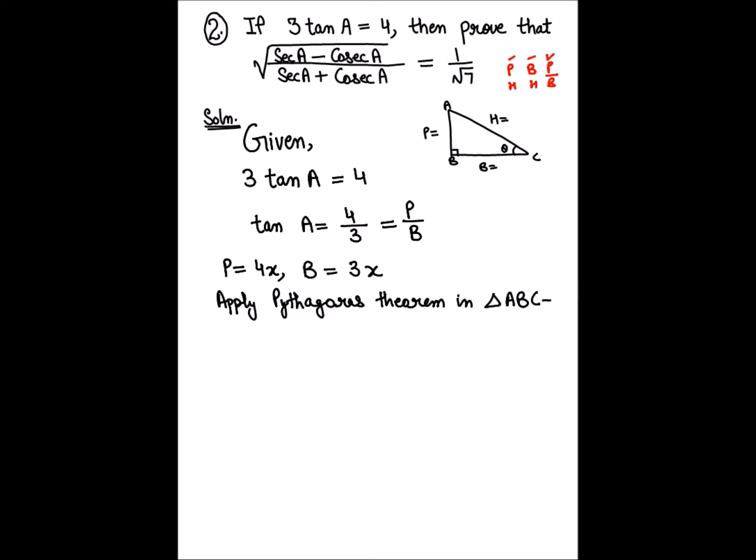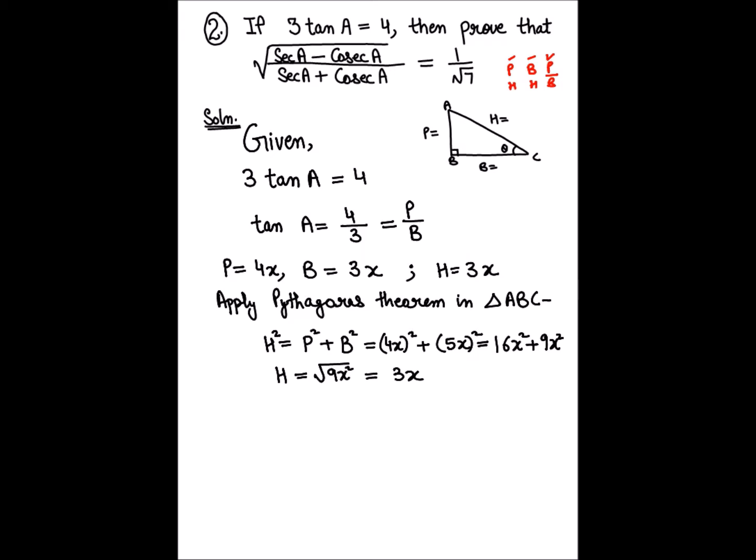So why have we taken x here? The reason for that is we are dealing with ratios. We are not sure about the value. The value of P and B can be something else. It could be a multiple of x. So the ratio is 4:3. So that is the reason we have taken the values in x.